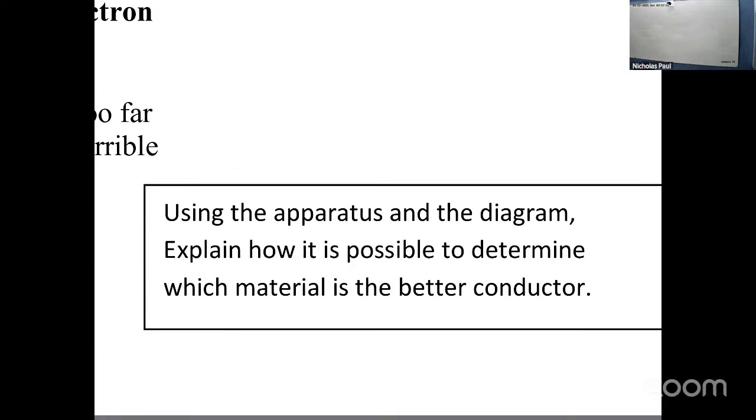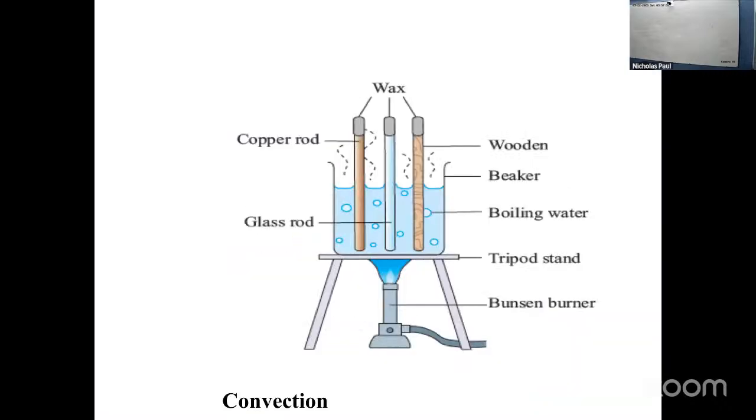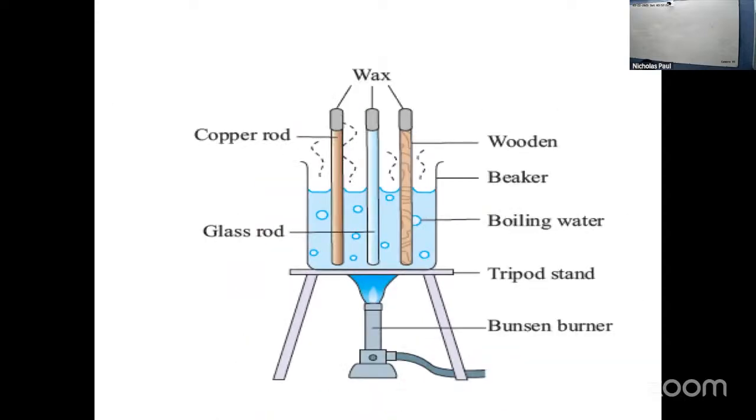Use the apparatus in the diagram to explain how we can find the better conductor. So what is here? Take a look at it. I'm going to ask you to write three steps. You don't have to copy it down. How can I use that setup to determine which conductor is the best? So I have three materials: glass, copper, and wood. You might know the answer, but why? Or what to look out for in the experiment.